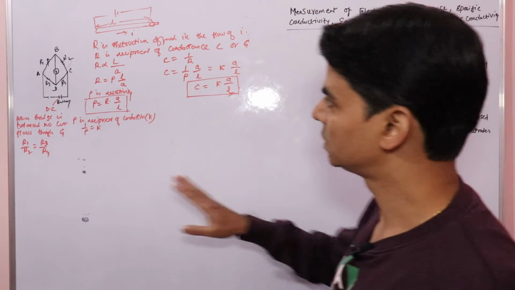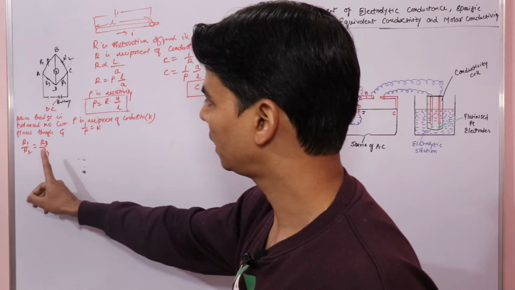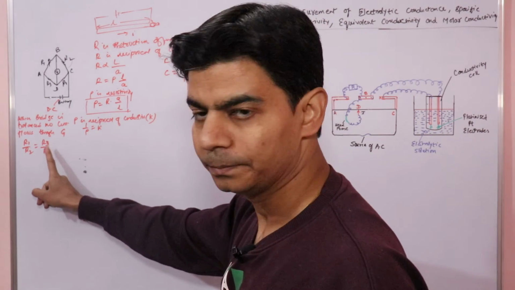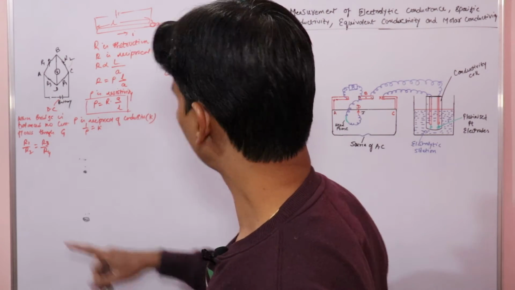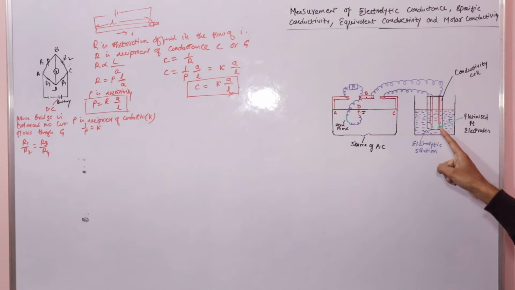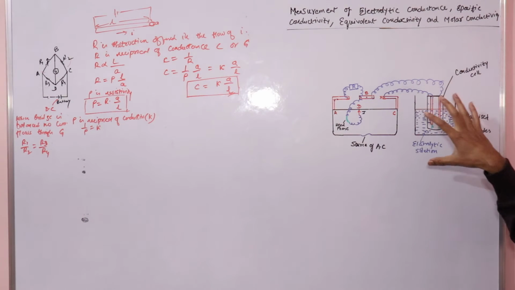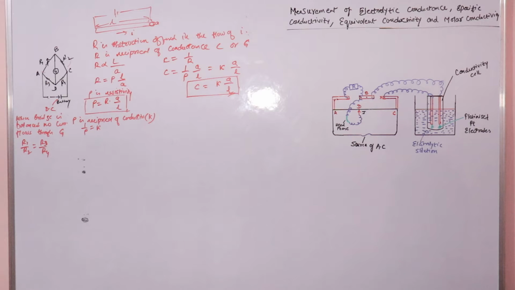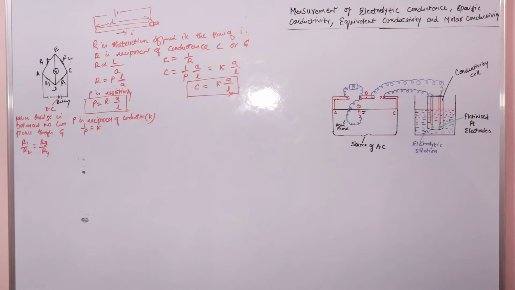Say, suppose I know R1 and R2, and I know R4, then in place of R3, if I put this electrolytic solution, then the value of that R3, which is this electrolytic solution, can be easily calculated. And once we know the value of resistance, we can calculate conductance, right?